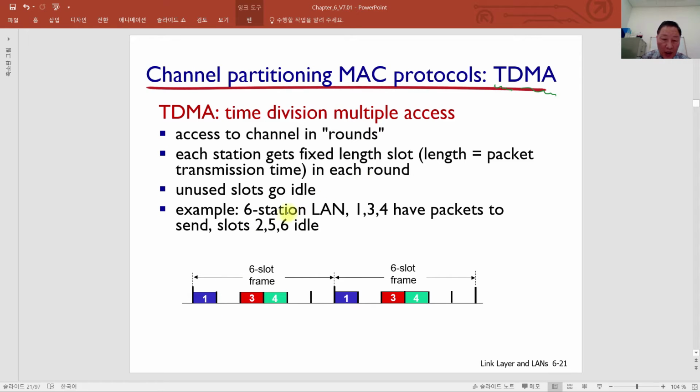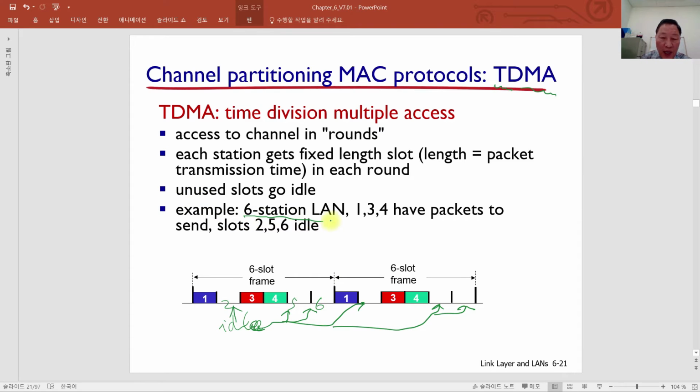That is the order. Here, this is the round. 1, 2, 3, 4, 5, 6. And we have 6 slots here. Unused slots go idle. This one is idle, also this one is idle. Not used, not used. This one is also not used. Idle one.